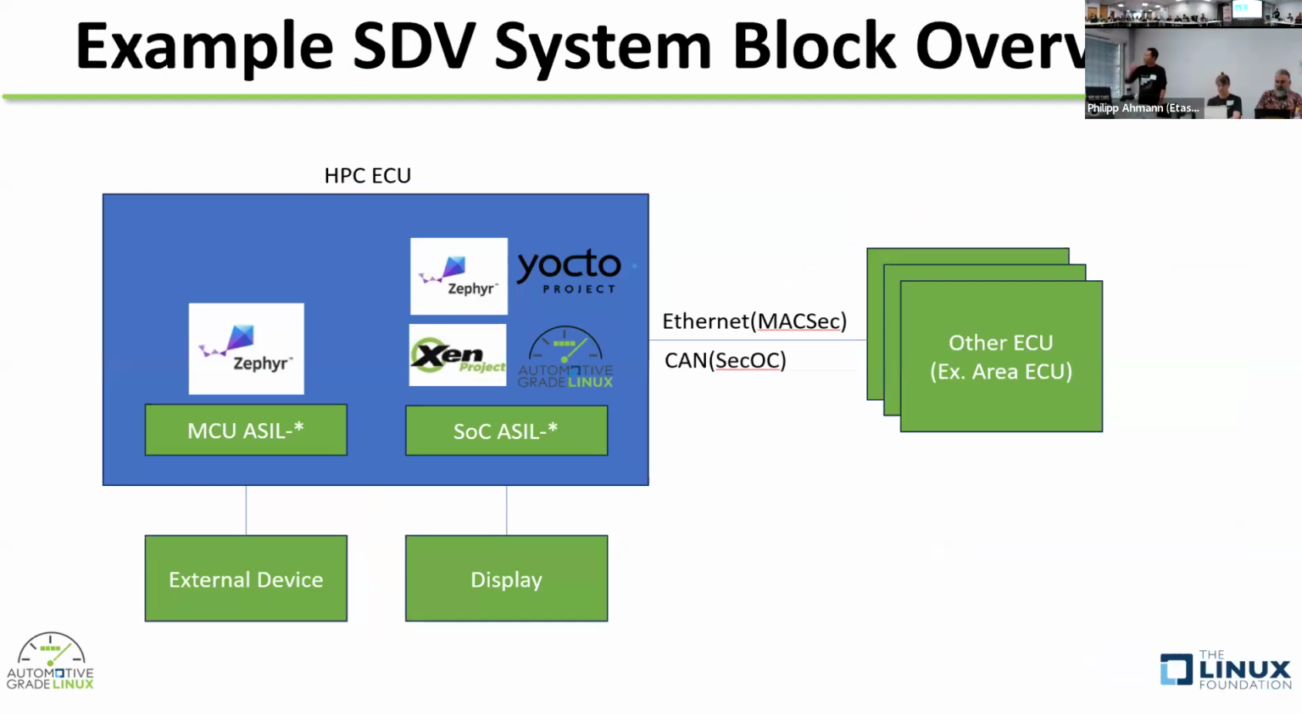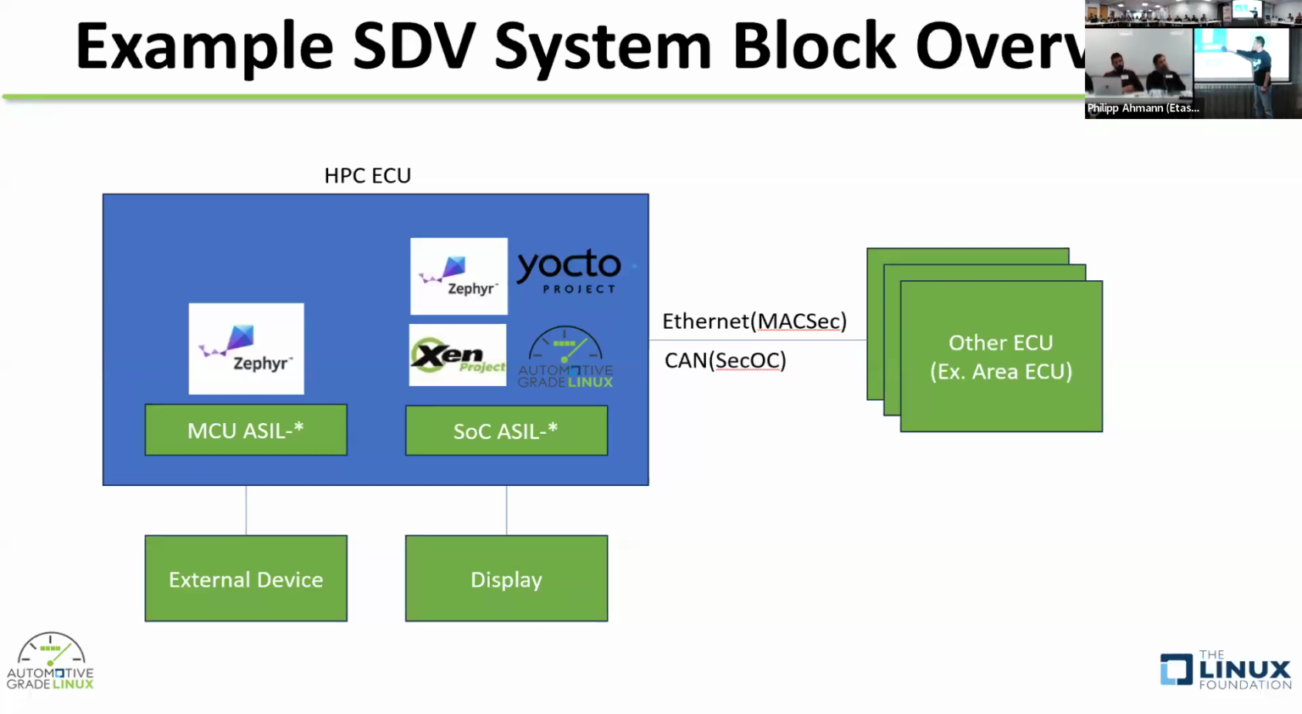And this is a very quick hardware block diagram. Please look at this part. The HPC connects to other ECUs, for example the ADAS ECU. The ECU connection uses Ethernet or CAN. There are many connections to ECUs, and sometimes we have security requirements such as MACsec and SecOC. The HPC has an MCU and the SoC supports ASIL level.